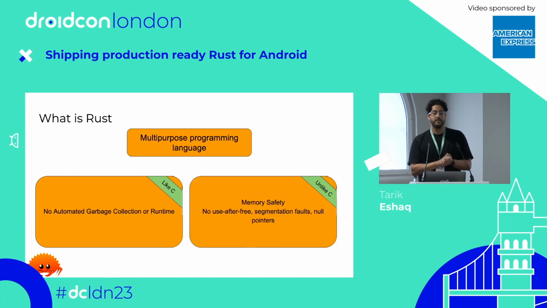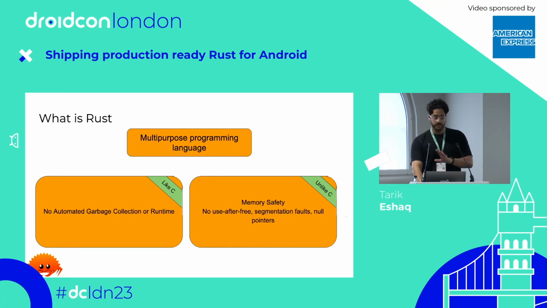However, unlike C, Rust has what we call memory safety. It means no use after free errors, segmentation faults, or null pointers. Quick raise of hands: how many people here have had to deal with one of those issues? I'm so sorry, honestly. Those are the worst to deal with. They usually don't show up until it's too late and are a big pain to debug.